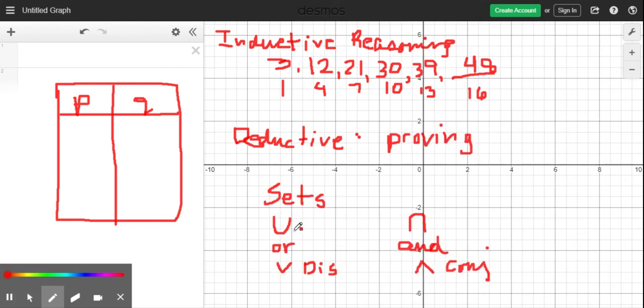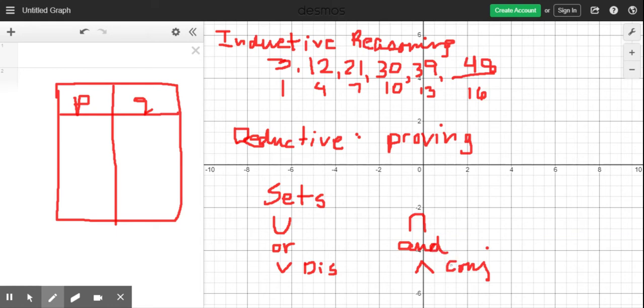So in sets, we have the union is "or," and the "and" is the intersection. But now in terms of the truth table, we have a disjunction and a conjunction that look like the V and the upside down V. So here's an example. A friend tells you, I visited London and I visited Paris. So we're looking at "and."